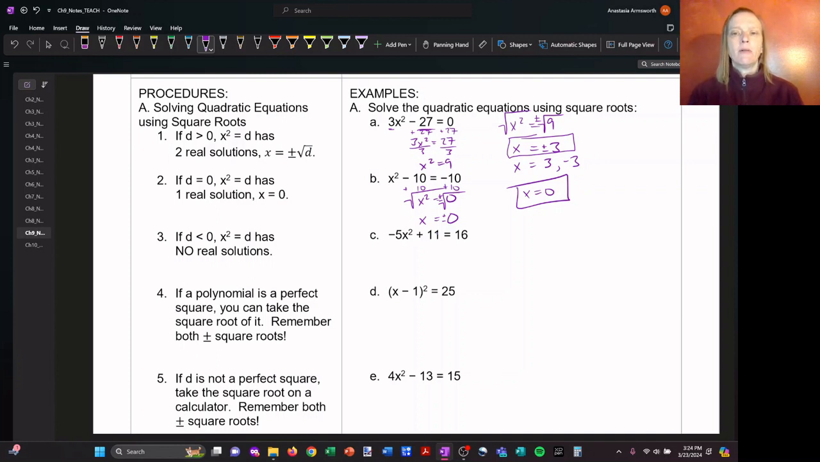In this third example, we'll subtract 11 from both sides of the equation. We get negative 5x squared equals 5. And then we can divide both sides of the equation by negative 5. And we get that x squared equals negative 1. And if we try to take the square root of both sides of the equation, you cannot take the square root of negative 1. If you try on your calculator, you will get an error message. As I said, in Algebra 2, we'll learn how to deal with the square root of negative 1 and how to kind of deal with imaginary numbers. But for now, we're just going to say that there are no real solutions.